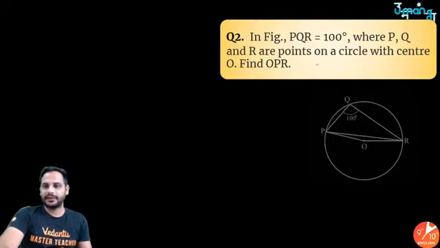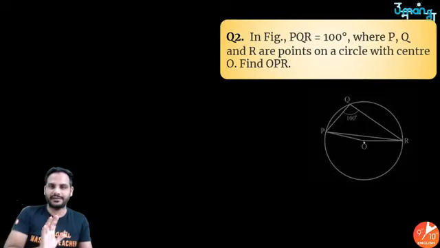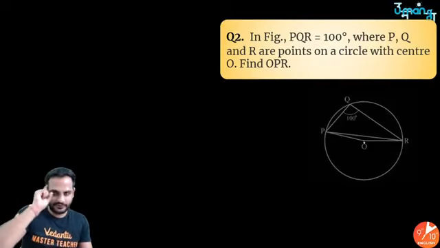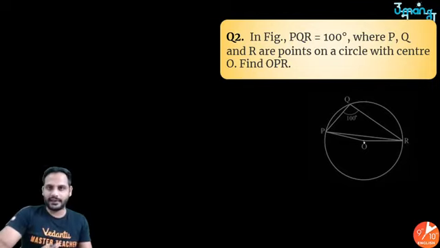Next question is this. In this given figure, angle PQR is 100 degree, where P, Q and R are points on a circle. Got it? Find angle OPR. See, many students think that, sir, if it is 100, angle POR will be 80 because opposite angles are supplementary. The mistake is this: OPQR is not a cyclic quadrilateral. Why? Because point O is not on the circle, it is in the circle. So all the 4 points must be on the circumference of the circle, then it will be a cyclic quadrilateral. The first mistake, get it out of your head. It is not a cyclic quadrilateral.